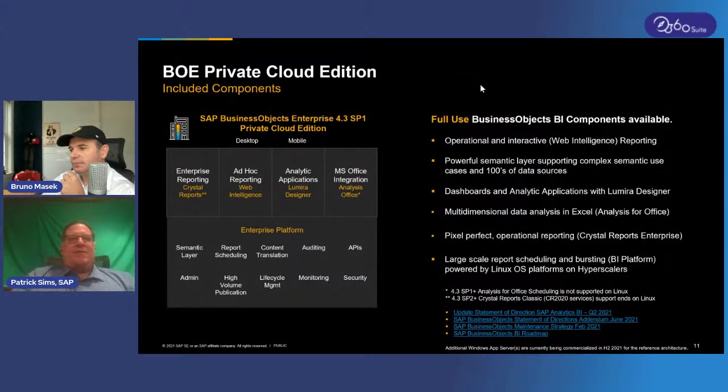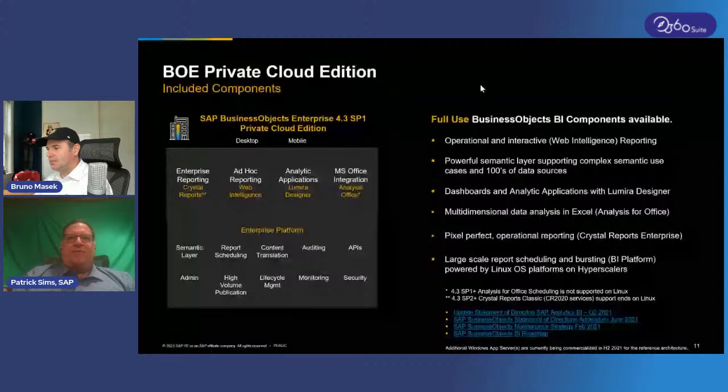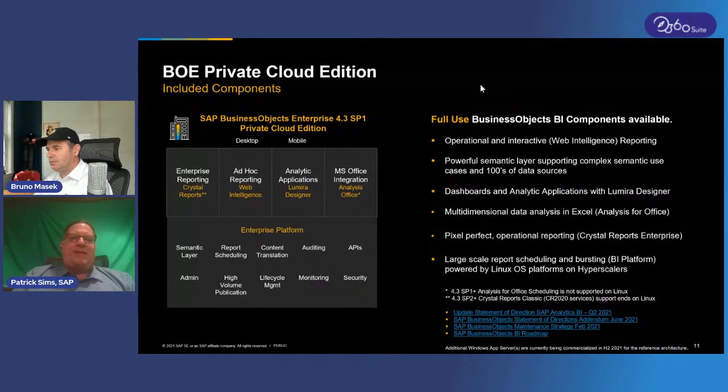Included components, once again, to put a hammer on the nail. It's everything that's in BobJ today that is available for you. Now, the key being everything available today, right? In 4.3, as of the end of last year, Explorer was end of life, as was the former Xcelsius dashboard design. So those are not included, right? And also, just because it's PCE doesn't mean we've changed other things. So Lumira Designer is still there now, but as most of you know, at the end of 2024, that goes into end of support cycles, and that continues even though it's in PCE today.